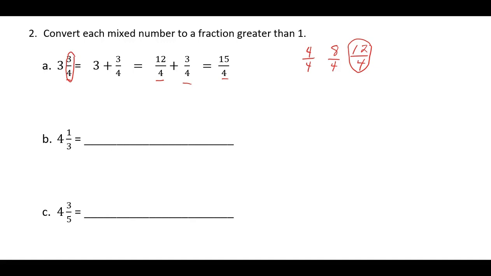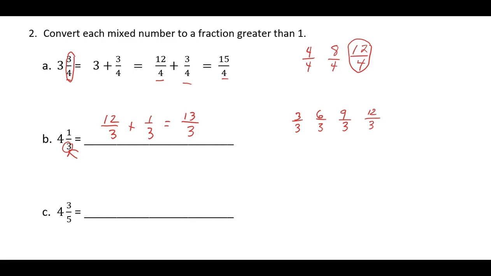Let's do the same thing for problem B. Here I have 4 1/3. Since my denominator is thirds, I'm going to ask myself how many thirds it takes to make 4 wholes. Well, it would take 3 thirds to make 1 whole, 6 thirds to make 2 wholes, 9 thirds to make 3 wholes, and 12 thirds to make 4 wholes. So I'm going to add 12 thirds plus the 1/3 to get a total of 13 thirds. This means 4 1/3 is the same thing as 13 thirds.